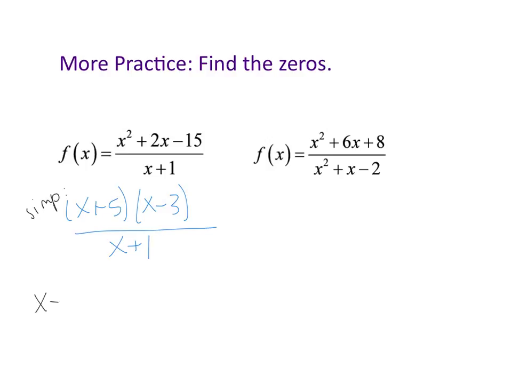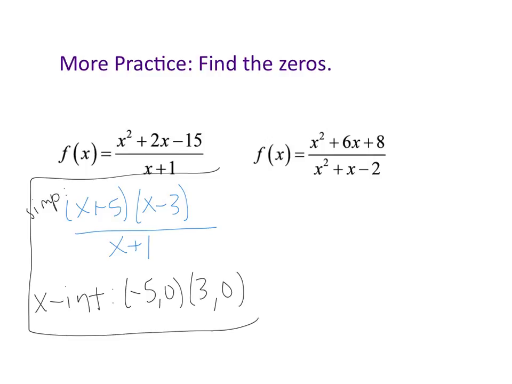And then our x-intercepts would be setting the numerator equal to 0. So if I set x plus 5 equal to 0, I would get negative 5. And if I set x minus 3 equal to 0, I would get positive 3. So that's number 1. Let's look at the second one.